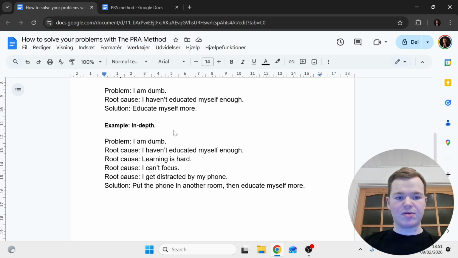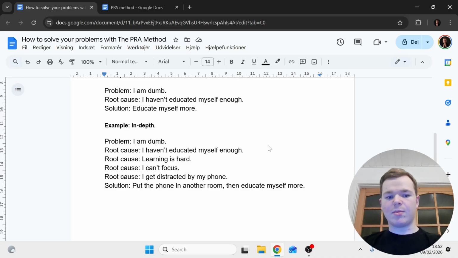So let's go in depth on this example here. Problem, I am dumb. Root cause, I haven't educated myself enough. Root cause for that will be learning is hard. Root cause for that, I can't focus. Root cause for that, I get distracted by my phone, right? Which is why I can't focus, which is why learning is hard, which is why I haven't educated myself enough, which is why I feel like I am dumb. And then the solution to I get distracted by my phone will obviously be to put down the phone or put it into another room so I can educate myself more without being distracted.